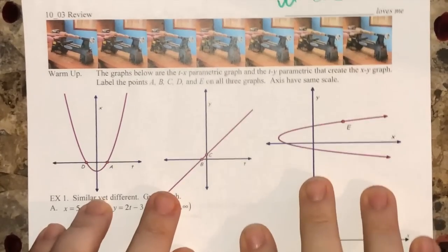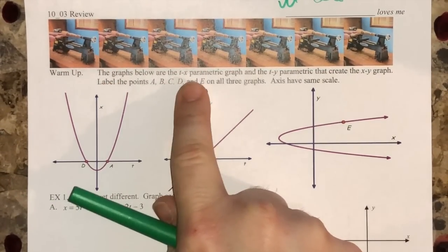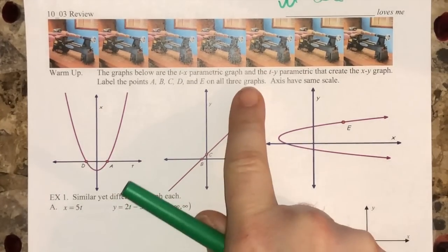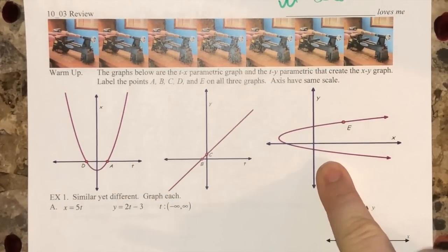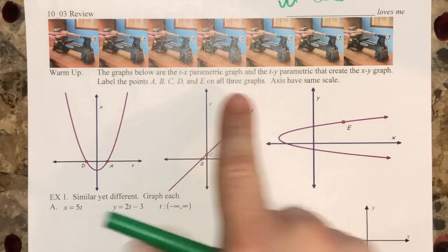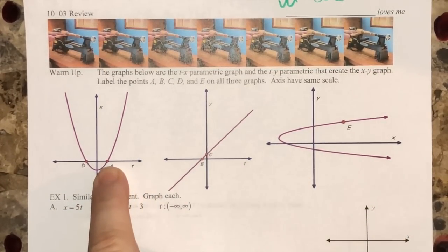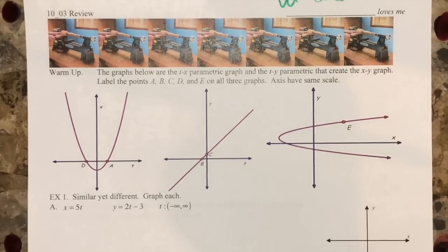So, would everyone please, the graph below are t-x parametric and t-y parametric that create an x-y. Label the points A, B, C, D, and E on all three. Like A is here, where must A be here and here? So let's say we're going to wait 2 minutes. Would everybody please try that?